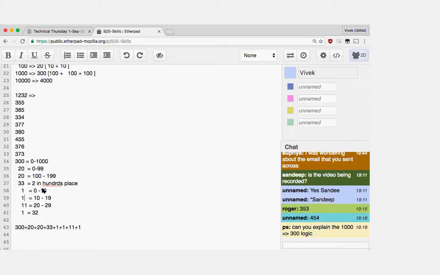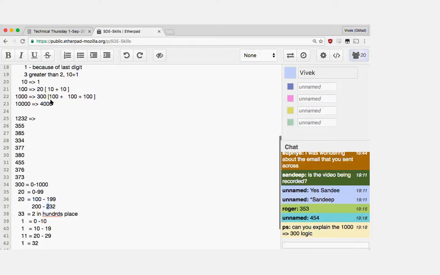Vivek, what is that 33 equal to 2 in hundreds place? Because there are 33 twos between 200 to 232, right? Between 200 to 232, there are 32 twos in the hundredths place. Okay, got it. So just to note, the logic of 100 to 1000 equal to 300 is explained in line 22. We covered that earlier.